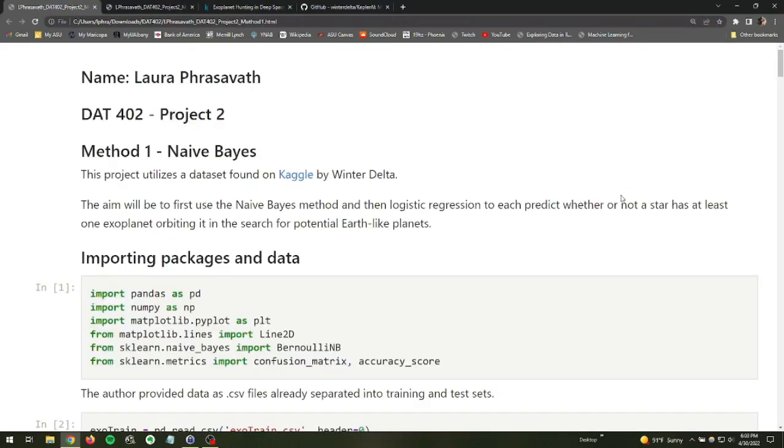I decided to use the naive Bayes and the logistic regression with ridge regularization methods on them. And the goal was to see if I could create models that could classify whether or not a star has at least one exoplanet orbiting it in the search for potential Earth-like planets. So let's start with naive Bayes.